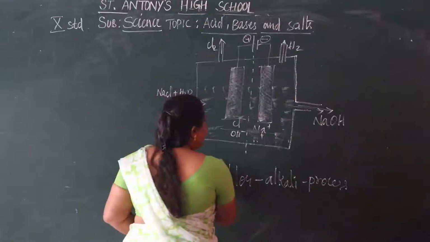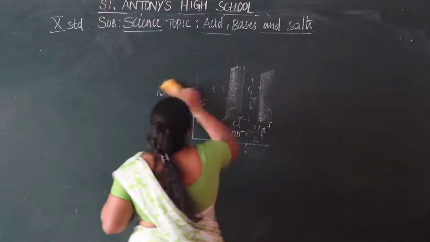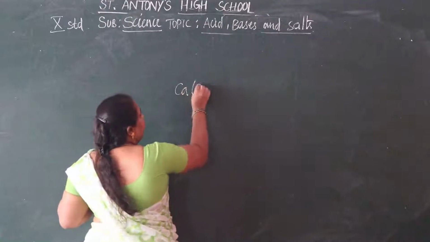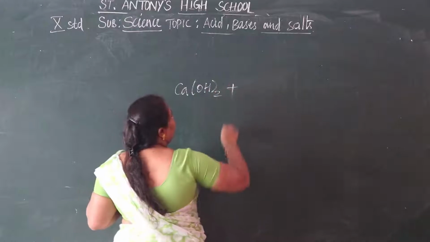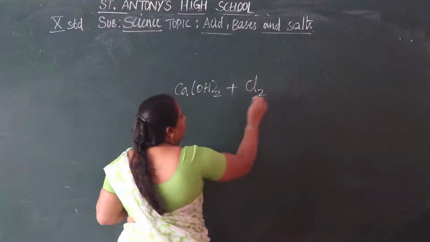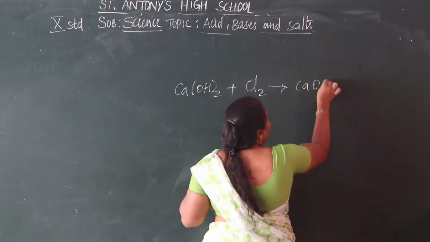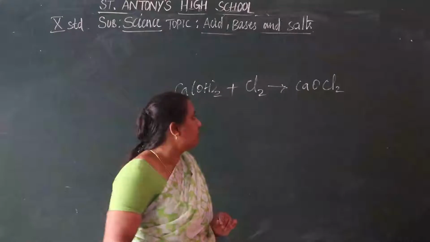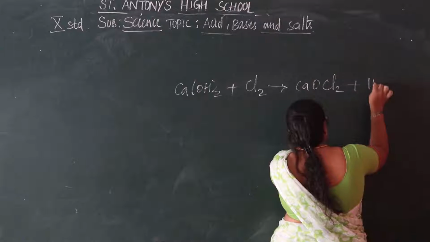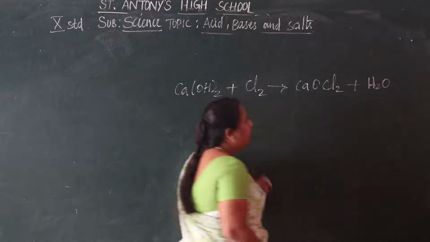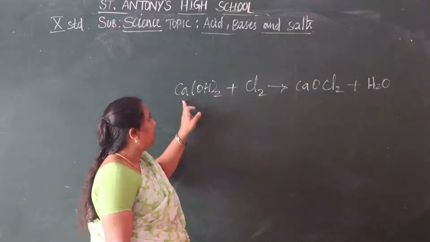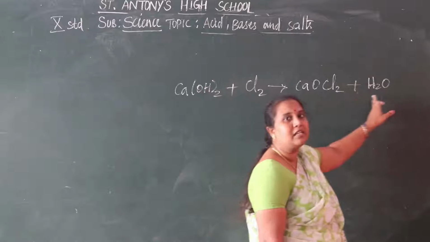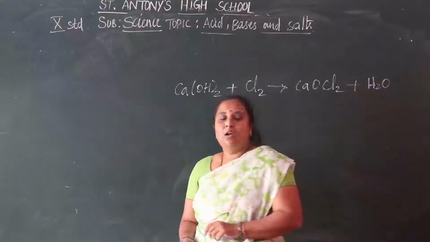Here, let us see the process now. Calcium hydroxide, that is lime water, Ca(OH)2, reacts with chlorine, Cl2. We get CaOCl2 plus water, with the release of water, H2O. This is the process: calcium hydroxide reacts with chlorine, and we get calcium oxychloride plus water.